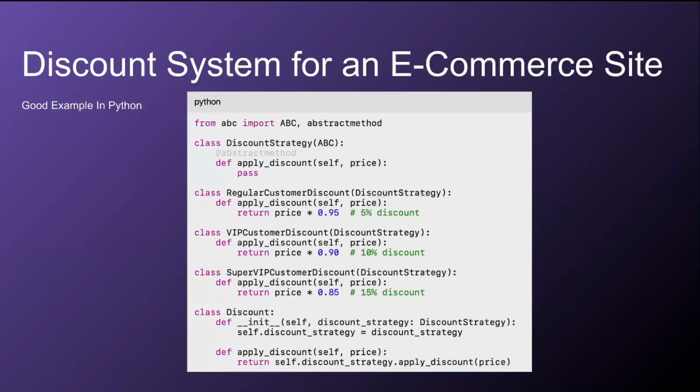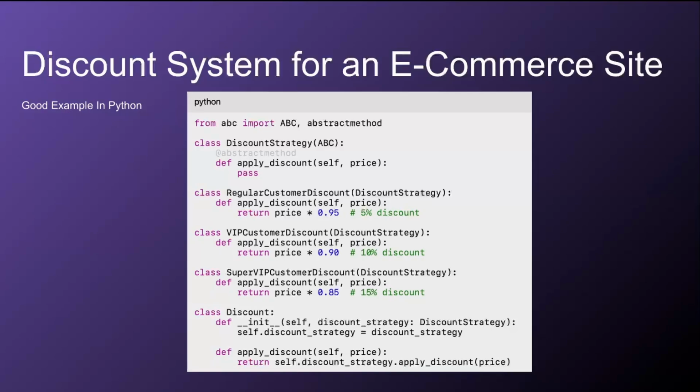And in the Discount class, what we have done is it takes the discount strategy in its constructor. So we don't need to pass the customer type or discount type. We pass the discount strategy when creating it, and it stores that as self.discount_strategy. And this apply_discount method works as follows: it takes the price, and it calls the apply_discount method of the discount strategy that it stored in the beginning.